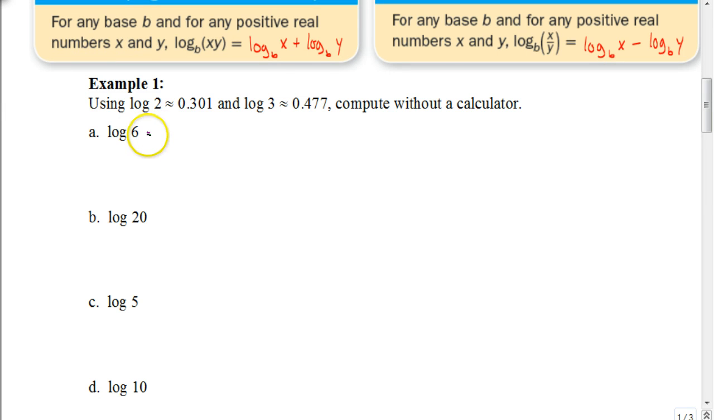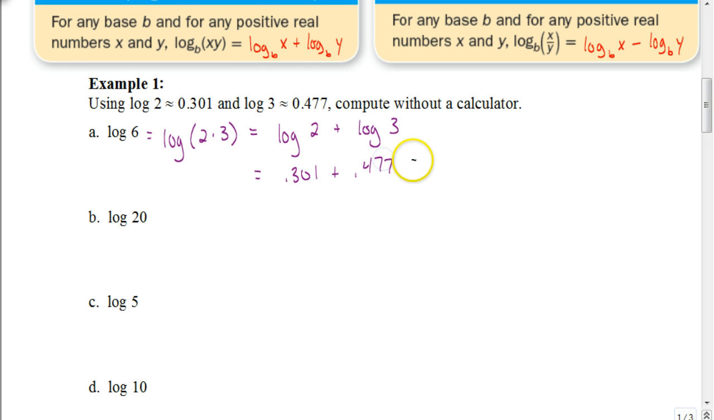Well, hopefully you're thinking that, well, 2 times 3 is 6, which is true. And because of what we just talked about with this previous property, we know that we could rewrite this as the log of 2 plus the log of 3. Well, guess what? We know that the log of 2 is 0.301. Add that to the log of 3, which is 0.477. And again, we could do that without a calculator. If you add those together, you get 0.778.